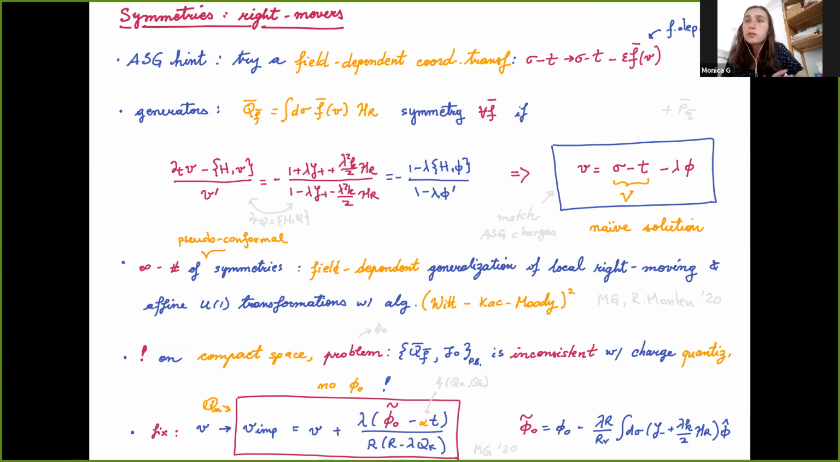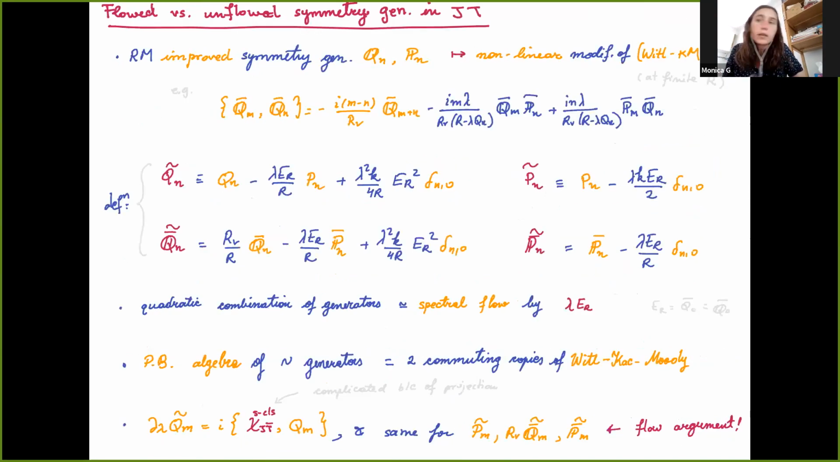That can actually be done. It's a bit non-trivial because you also want to keep charge conservation. Okay, you get some ugly expressions, but you can do it. And it turns out that the new set of charges, the ones computed with V improved over here, are perfectly consistent with charge quantization and also momentum quantization. So that's good. So now we can ask, okay, what's the algebra of these charges?